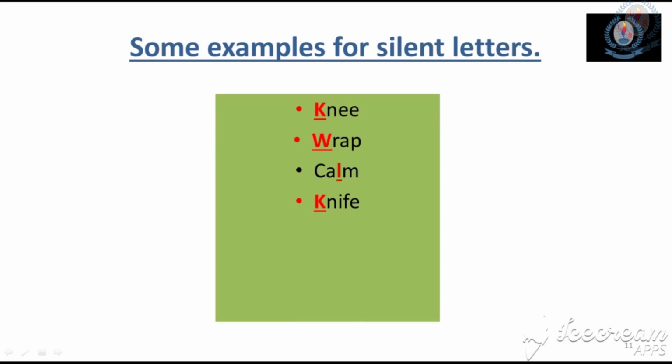Next one, knife. Knife has a silent K. Next one, listen. Listen has a silent T. Next one, honest. Honest has a silent H. Last one, often. Often has a silent T.